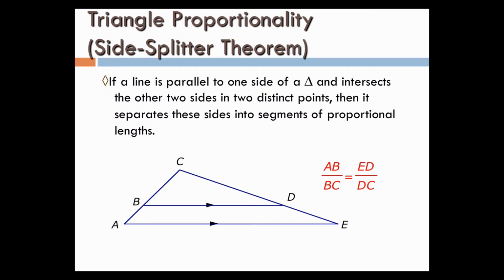You don't necessarily have to use the side splitter theorem. This is an optional theorem because we could go back to what we already did, which is comparing triangles to triangles. In other words, you could do BC over AC equals DC over EC. This is just a convenience thing. Top over bottom equals top over bottom.